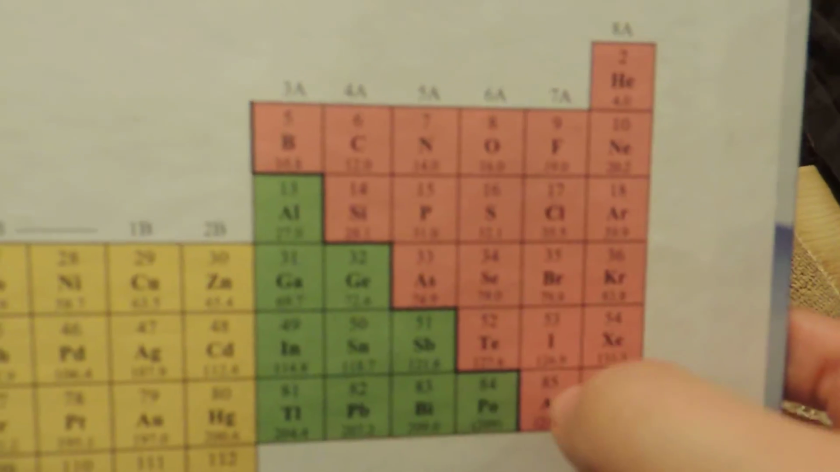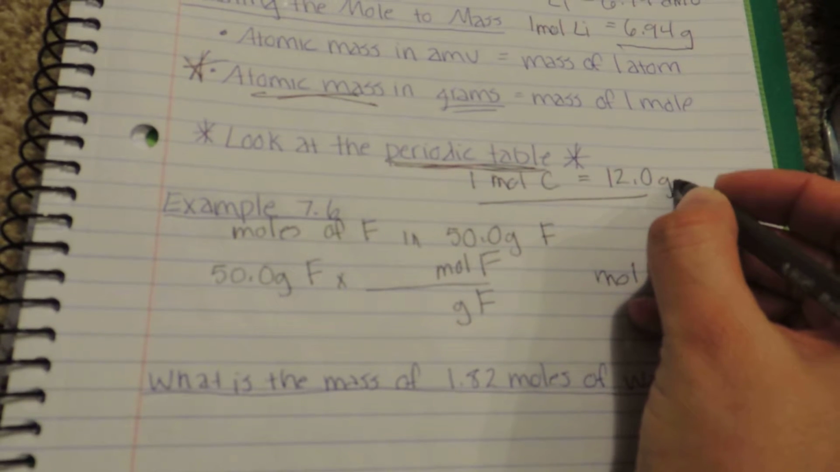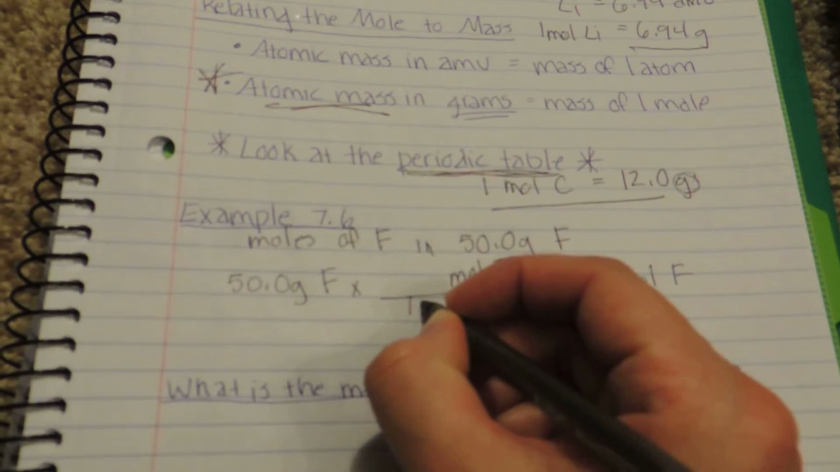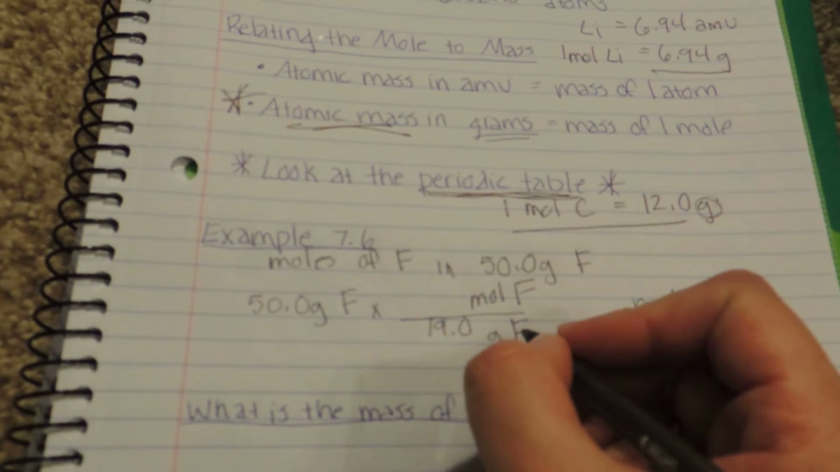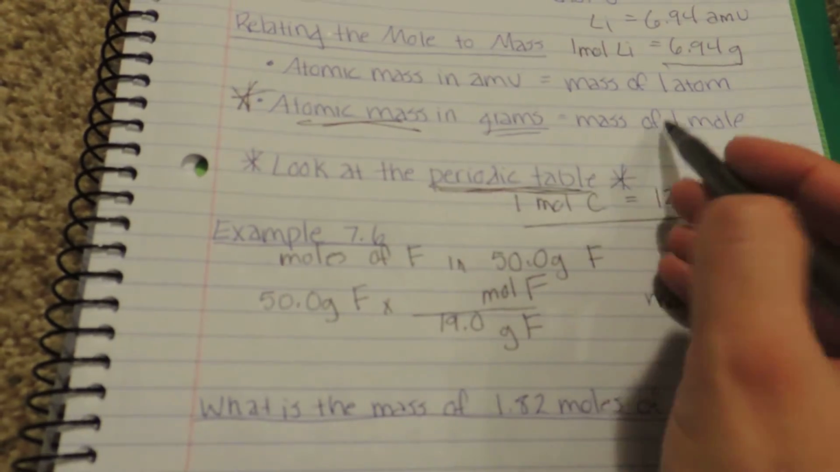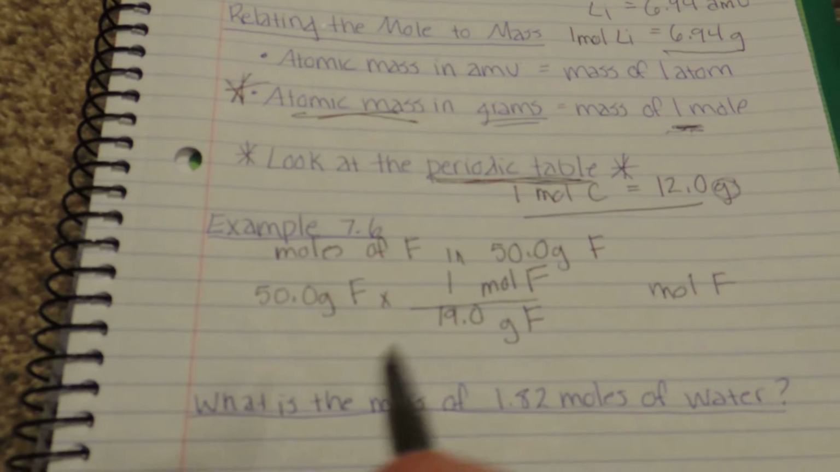It's hard to read here, but it's 19.0. So what does that mean? The 19.0 is the grams, just like the 12 was the grams here. So I put the 19.0 with the grams, and that's how many grams by definition. The atomic mass in grams is the mass of 1 mole. So a 1 goes on top of my problem.